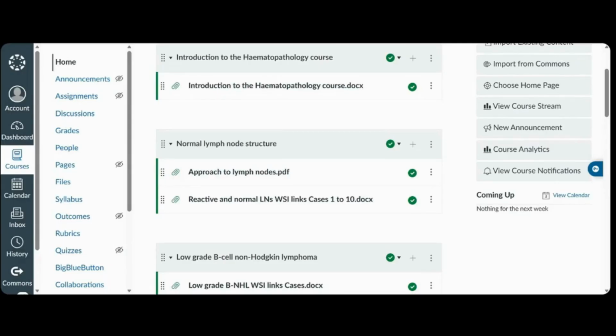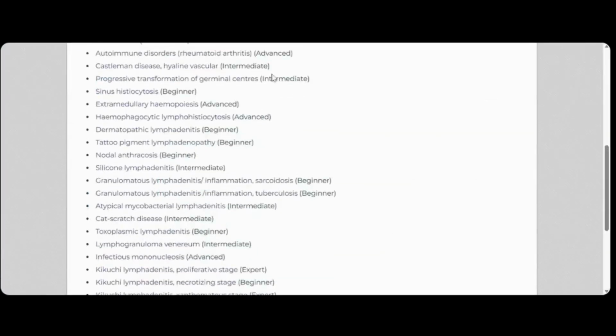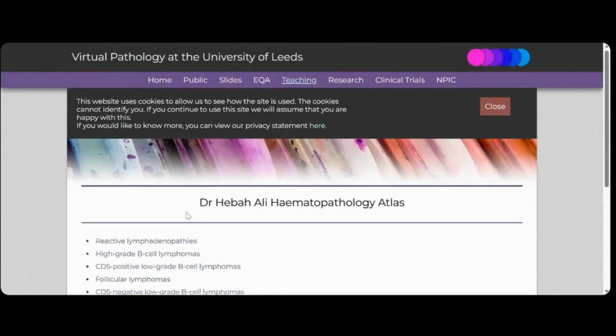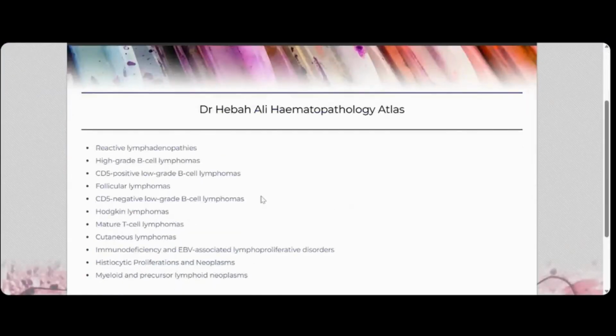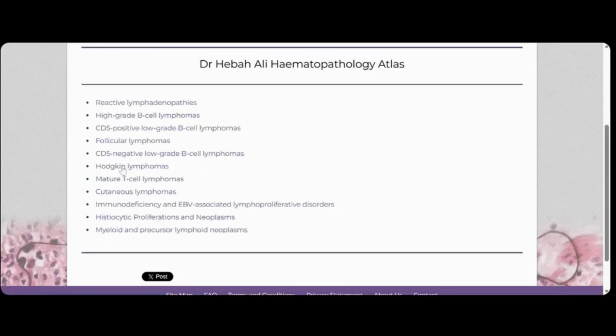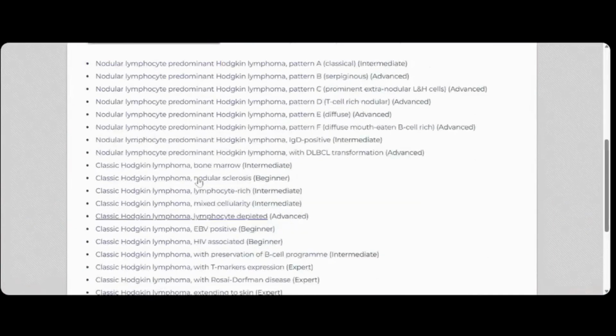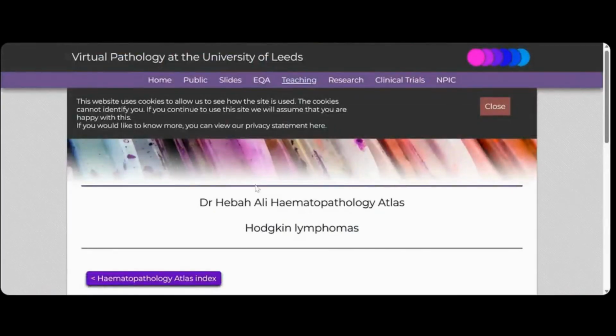So I want to share a new screen. This is the resource I will be using. This is the Haempath Atlas, which is now on the Leeds virtual website. This was not previously available. It's only become available in the last 6 months or so. And this is an enormous resource. So I propose going through this resource gradually with you over the next few months.